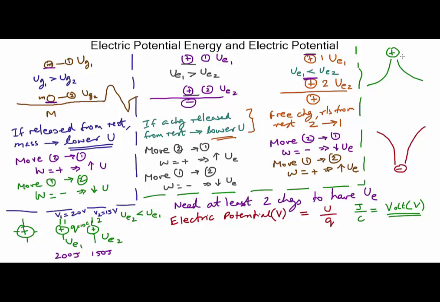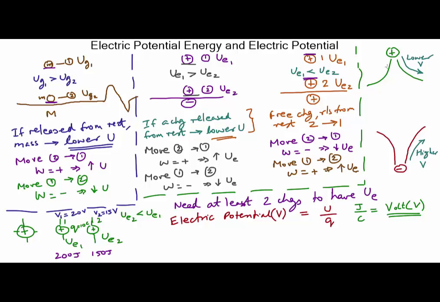So let me identify some things here. In a positive charge, as you go farther away from it, you are going towards a lower electric potential. And in a negative charge, as you go away from it, you are going to a higher electric potential. Lastly, let's see what happens to potential energy in these various cases.